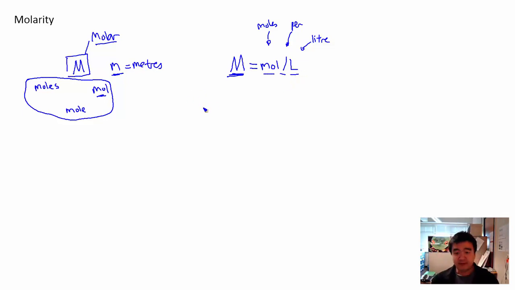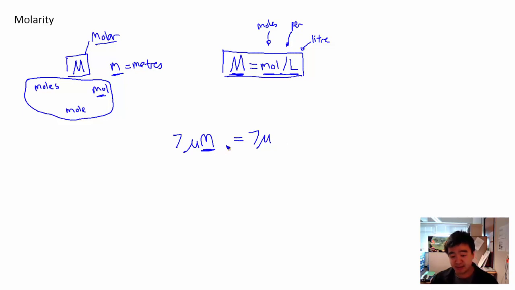Now, some people get confused when they're converting between millimoles and nanomoles and micromoles. It's important to always note that big M is equal to mol slash L. Therefore, if I have an expression which is 7 micromolar, for example, instead of writing big M here, we write mol slash L. Now we have 7 micromoles, and then per liter at the end. So 7 micromoles per liter.